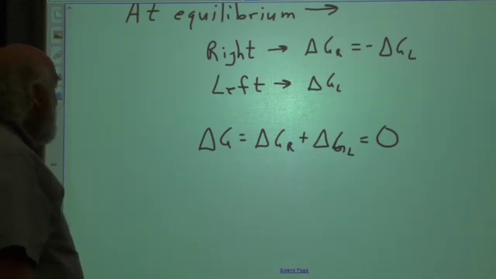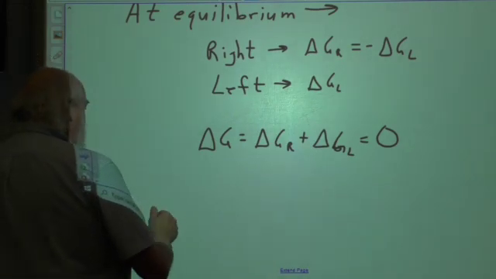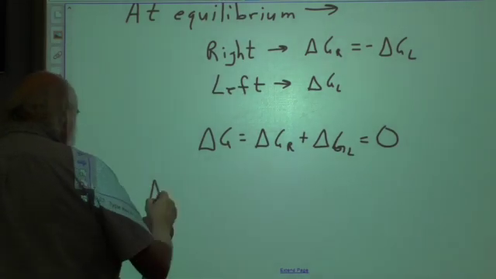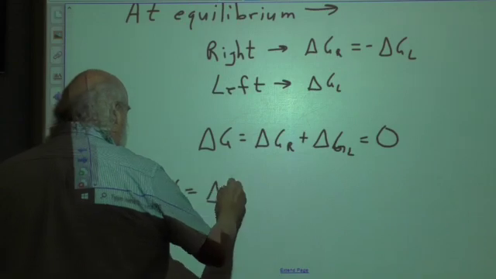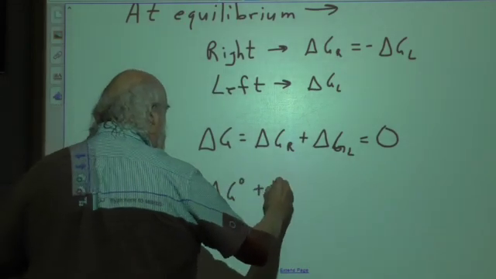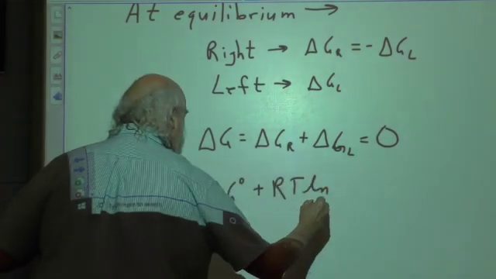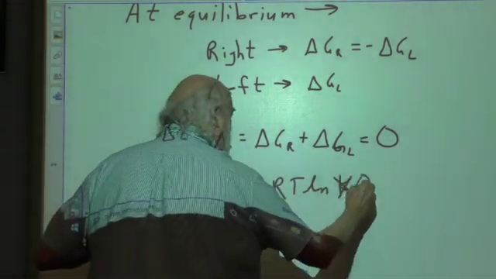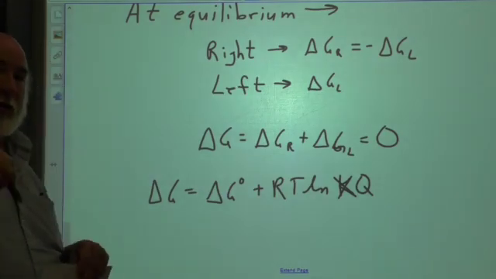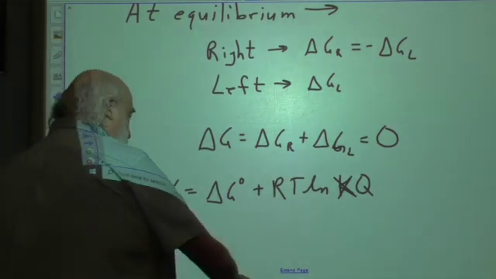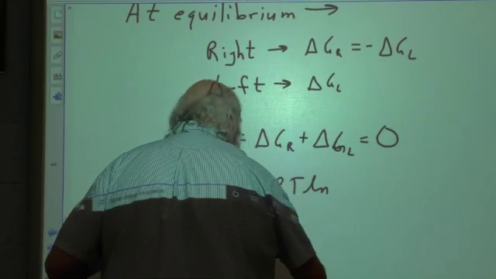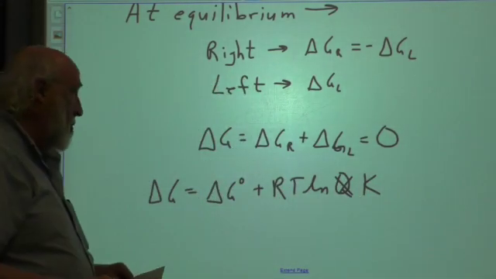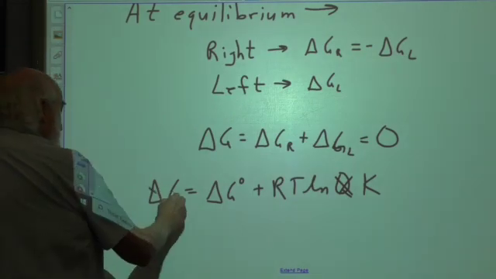Okay? So, if that is the case then in our equation here, where we have delta G is equal to delta G standard plus RT natural log of Q, Q now becomes K because it is now at equilibrium. We had Q, now it's going to be K because it is at equilibrium. This now becomes 0.